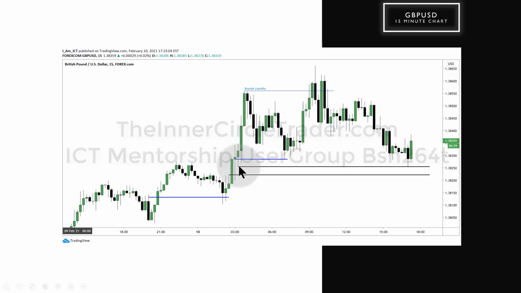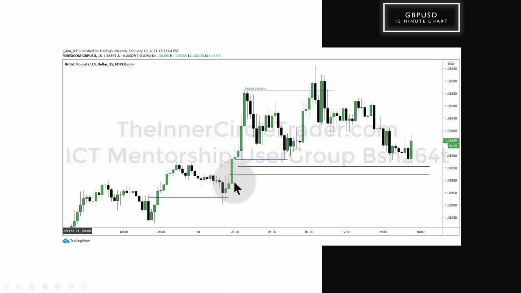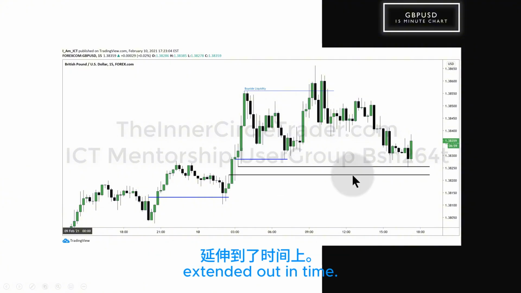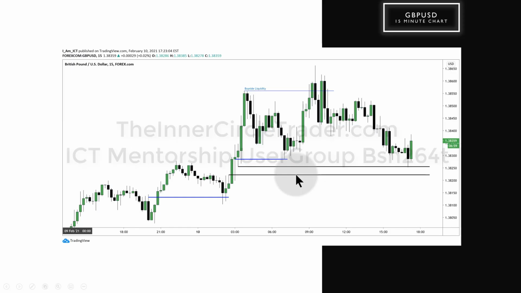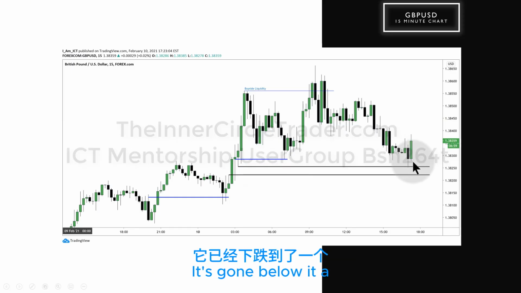And then you focus on this candle's low and this candle's high. Extend that out in time. So ignore this and just focus on the next candle here and the one prior. And extend that out in time. That's your range. This low has sell side liquidity. It's gone below it a little shallow so far.